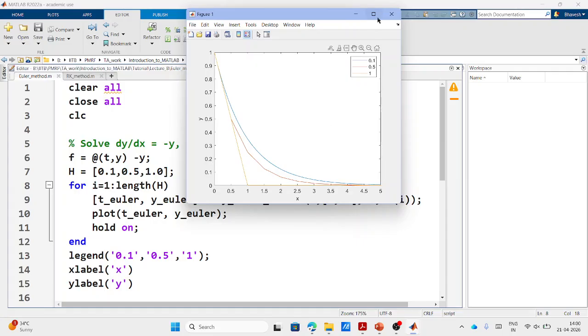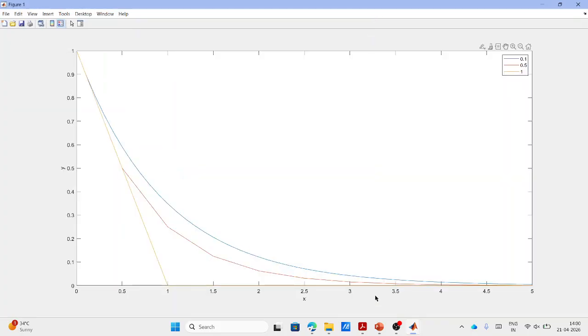Yeah. So you can see the step size is also an important parameter. If you have a bigger step size, then you will be losing information and your value might not be correct. If your step size is small, then you are moving very finitely, so your next value will be more correct.